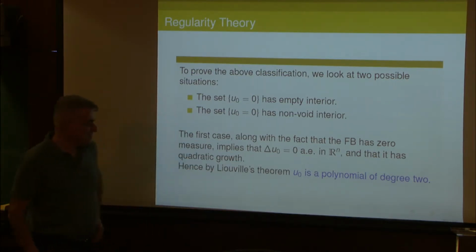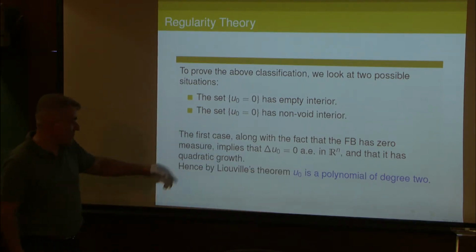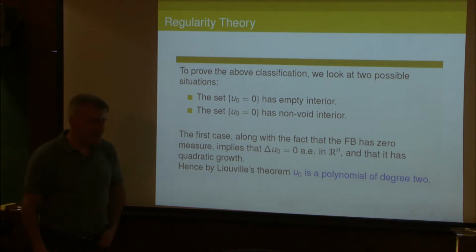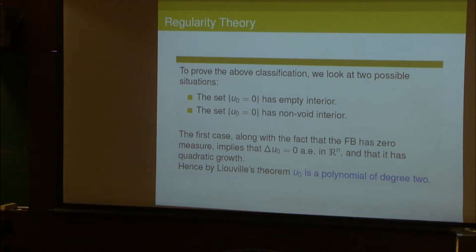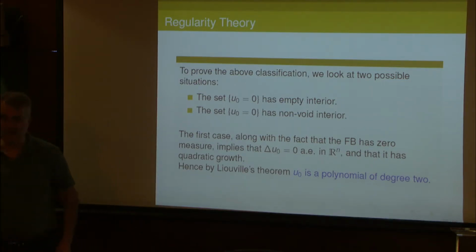So this is 1, not 0. And we have quadratic growth, so we can apply a Liouville theorem. This is a good exercise for you. Try to see from here that you really get a polynomial of degree 2. So the Laplacian of u0 is 1. u0 has quadratic growth. That means that u0 has to be a polynomial of degree 2.